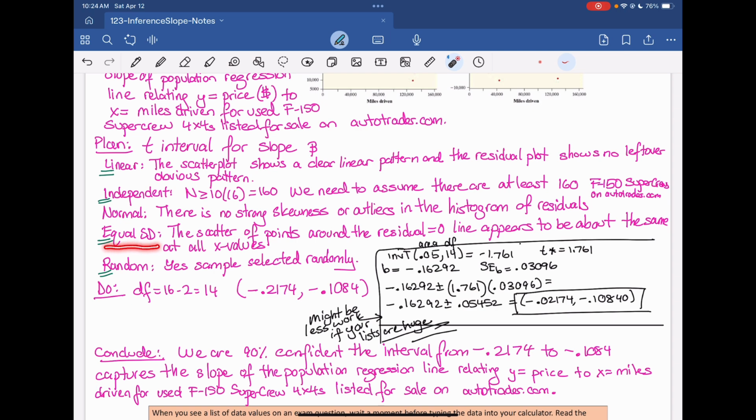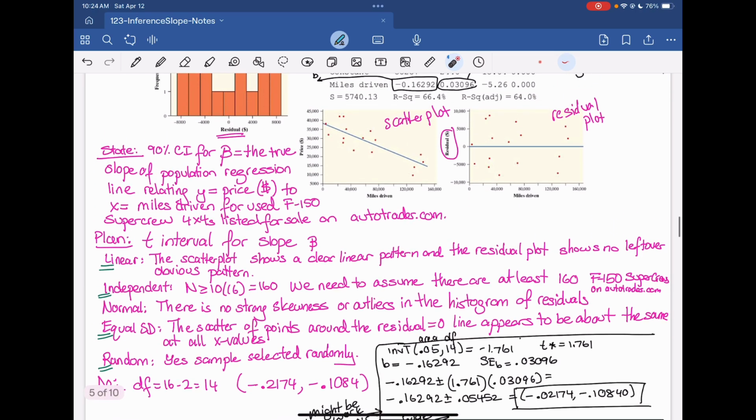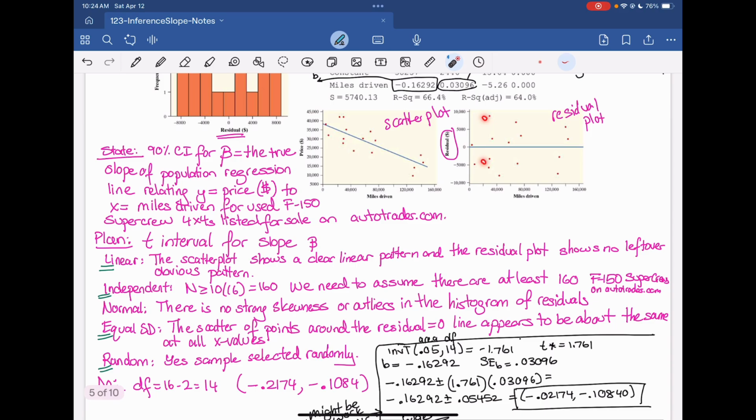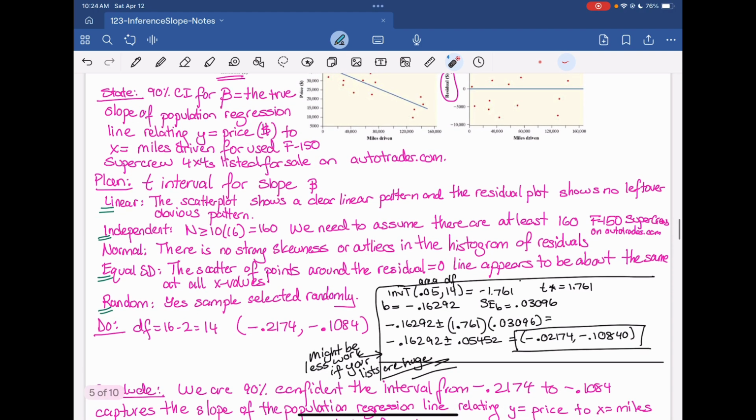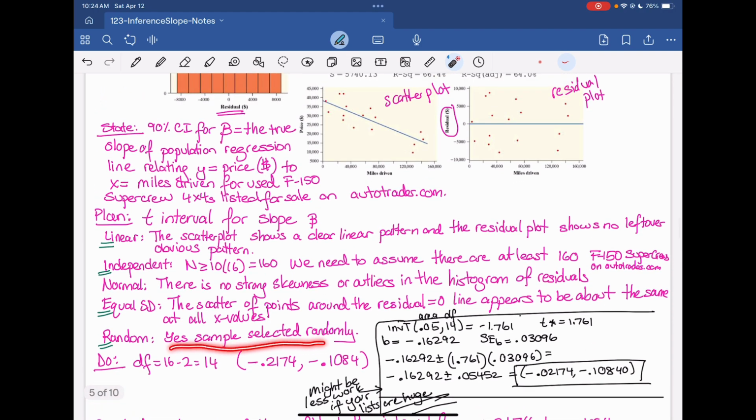And then the equal SD. The scatter, this is how your book words it, the scatter of points around the residual equals 0 line appears to be about the same at all x values. Random: yes, the sample was selected randomly.